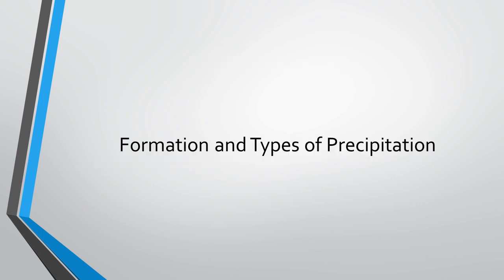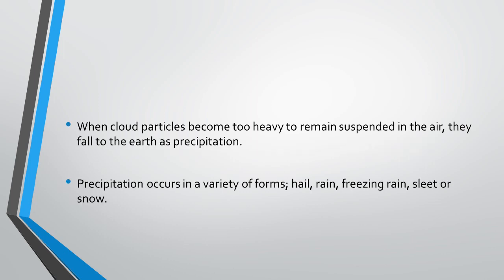For our final concept, we will go over the formation and the different types of precipitation. When cloud particles become too heavy to remain suspended in the air, they fall to the earth as precipitation. Precipitation occurs in a variety of forms such as hail, rain, freezing rain, sleet, or snow.